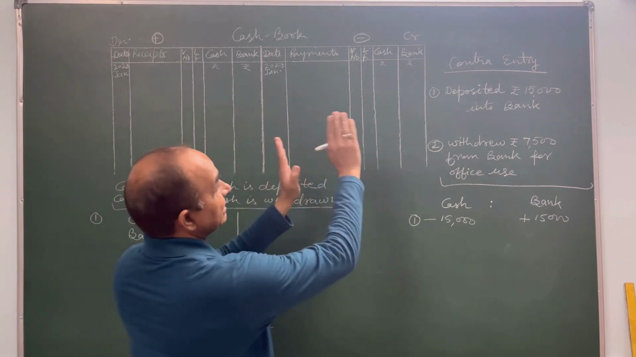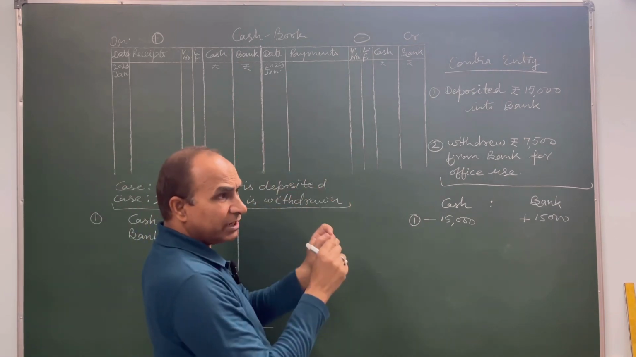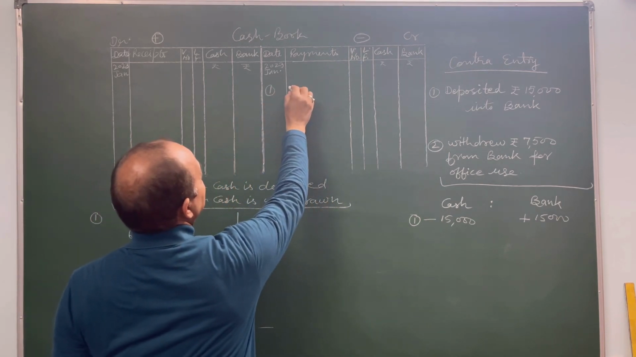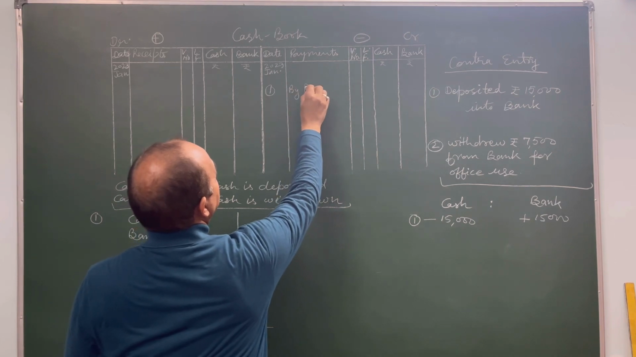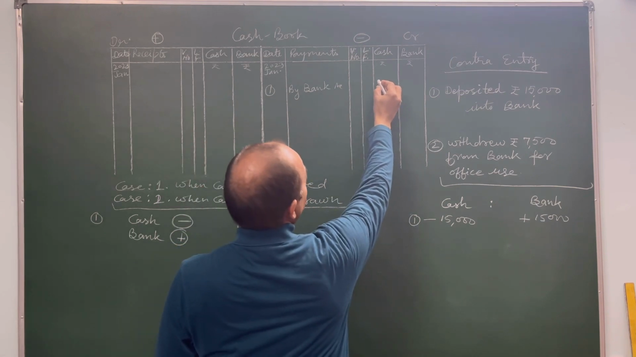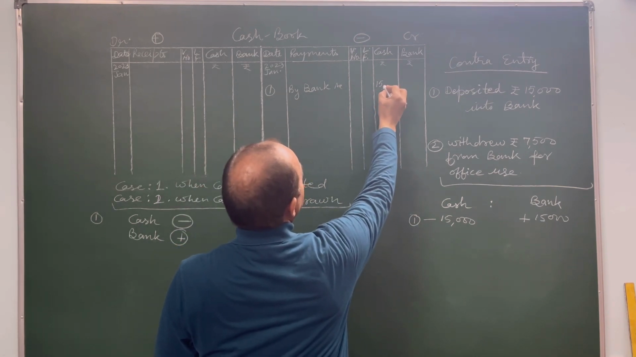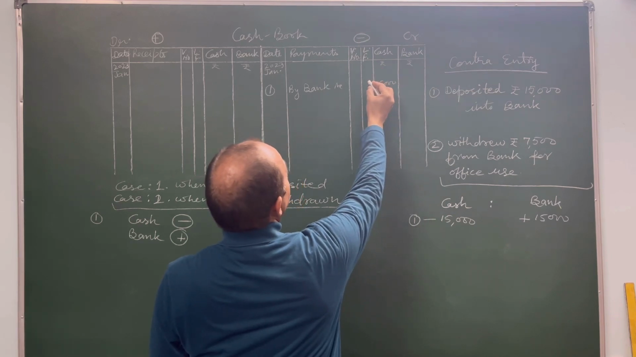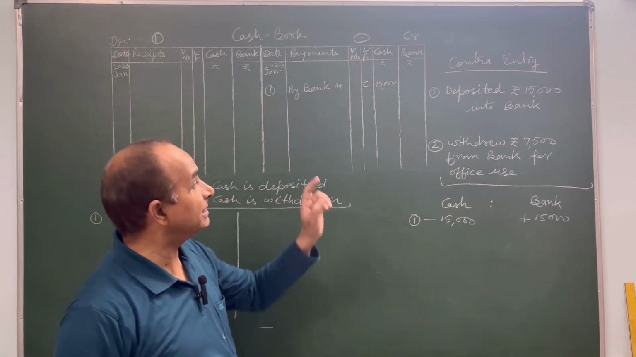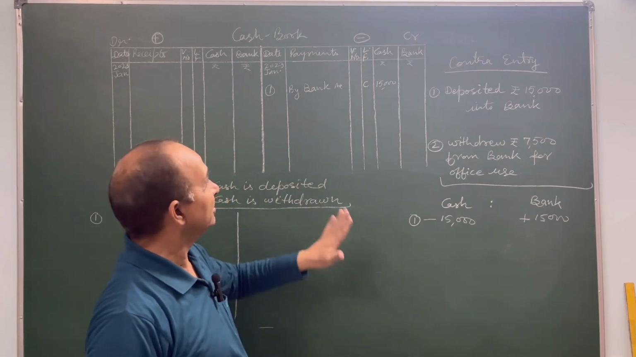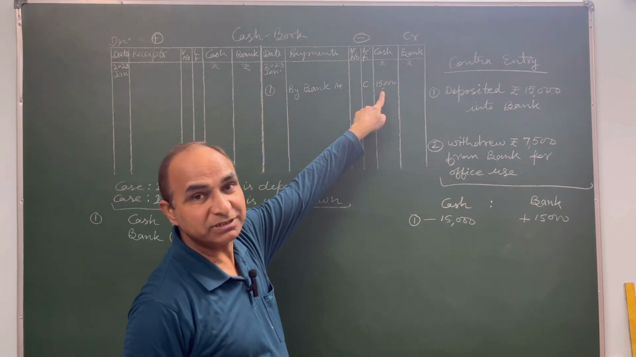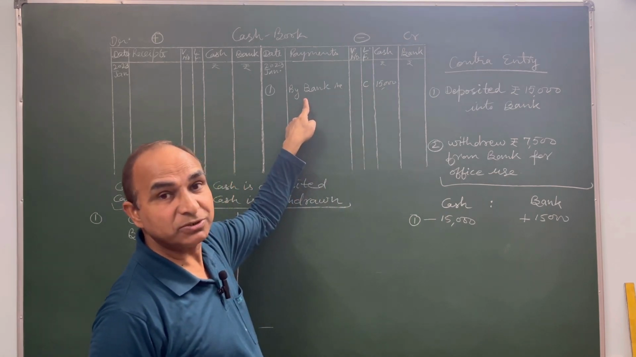The first one: cash is decreasing by 15,000. When cash decreases, it is a kind of payment also, as we are making payment to bank. So we will record it here: 1, by bank account. Cash decreased by 15,000, and in the ledger folio column we will write C. C stands for contra. Why do we write C here? I'll tell you later in this lecture. So it will be recorded as by bank account, cash decreased by 15,000, because we deposited the amount into bank.